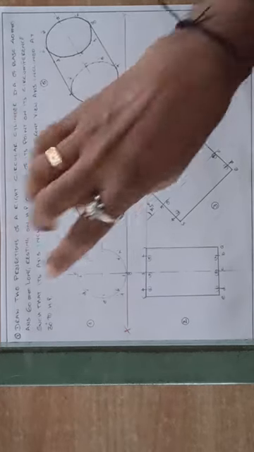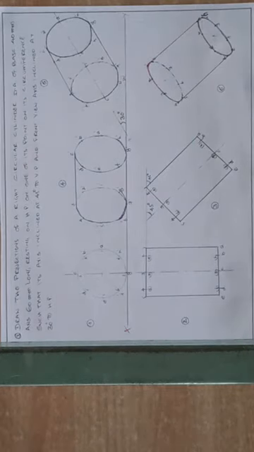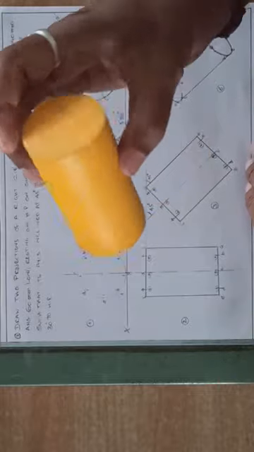Right. Now another problem, which is the projection of a right circular cylinder. Diameter of base 40 mm and axis 60 mm long, resting on HP on one of its points on its circumference, such that its axis is inclined at 45 degrees to VP and the front view axis is inclined at 30 degrees to HP. This is the problem.